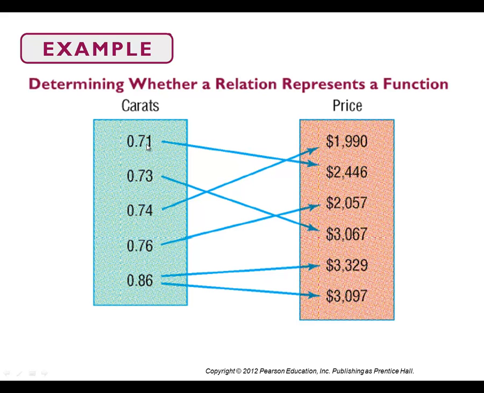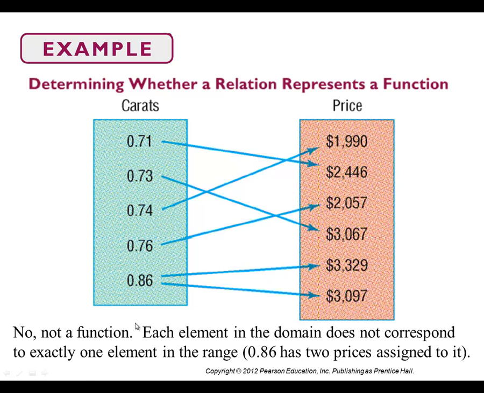Here we have a relation, but is it a function? Well, this x has only one y. The 0.74 has only one y. The 0.73 has 3067. But the 0.86 has two y values, two prices. So we can say that this relation is not a function because for this x there is not only one y, there are two y's. So it is not a function.